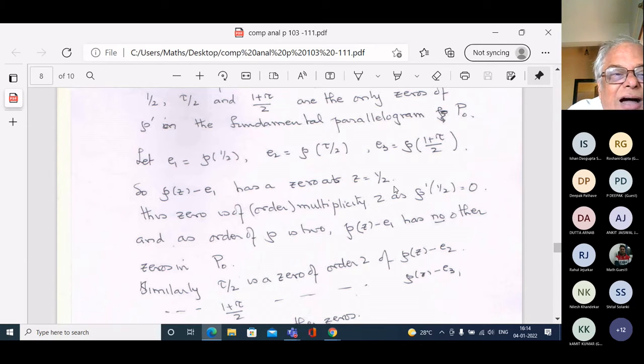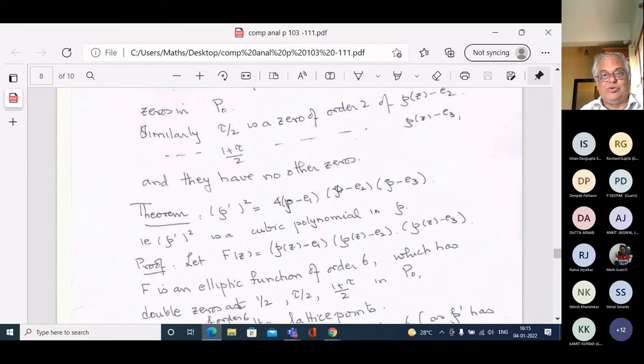Therefore, half is the only zero of ℘(z) − e1. Similarly, τ/2 is a zero of order 2 of ℘(z) − e2. 1 + τ/2 is a zero of order 2 of ℘(z) − e3. There are no other zeros of ℘(z) − e2, ℘(z) − e3, or ℘(z) − e1.